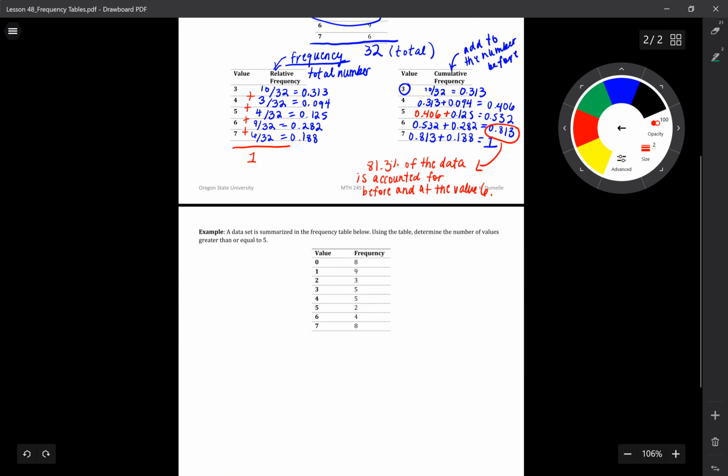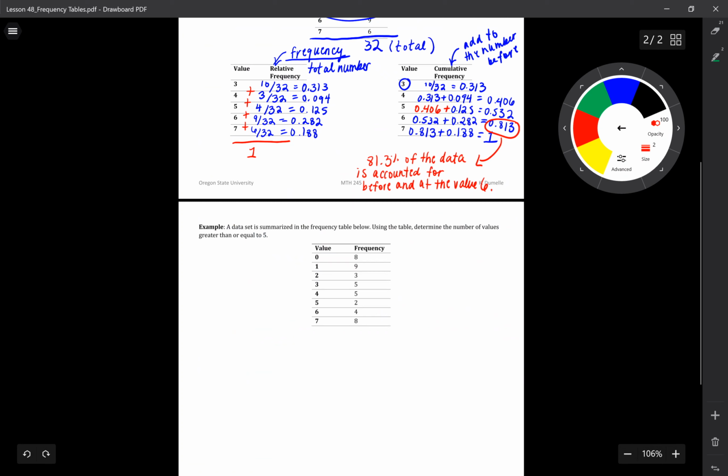Okay, we have another example to show us what this kind of cumulative frequency means. A data set is summarized in the frequency table below. Using the table, determine the number of values greater than or equal to 5. So how many values do I have that are greater than or equal to 5? Well, here are my values, 5, 6, 7. And I want to know how many times these values occur.